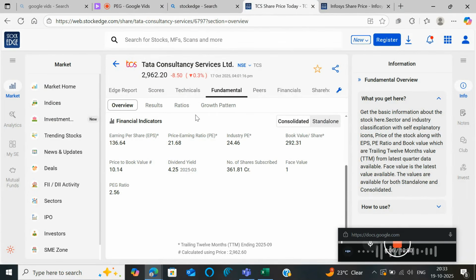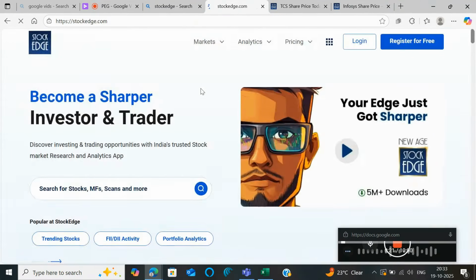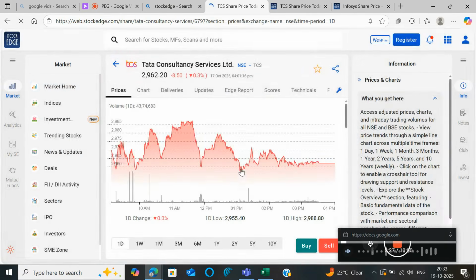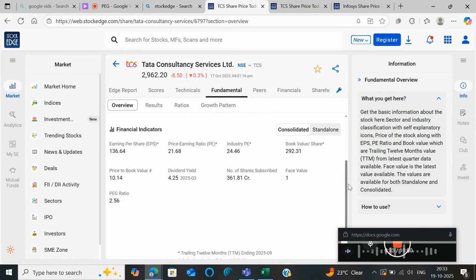Let's have a look at one of the companies called Tata Consultancy Services. This is an IT company, and we are viewing this data on StockEdge. So you can search for StockEdge, click here, and once you click here, you can put TCS here. Once you come on the TCS page, you have the different tabs. You have to go to the fundamental tab, and once you come down, you can see the PEG ratio.